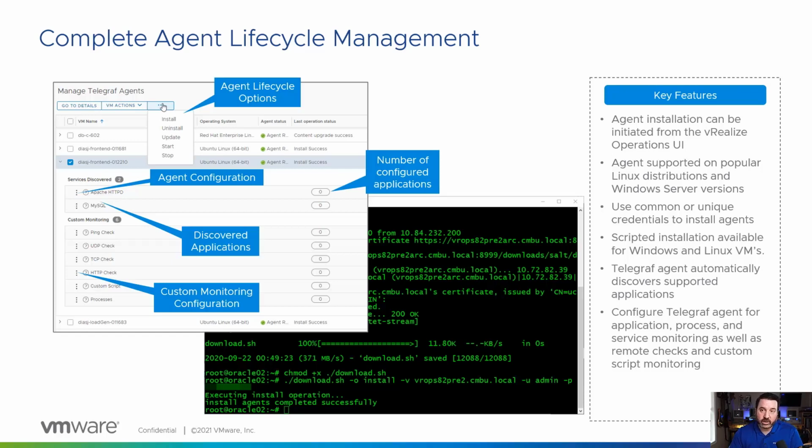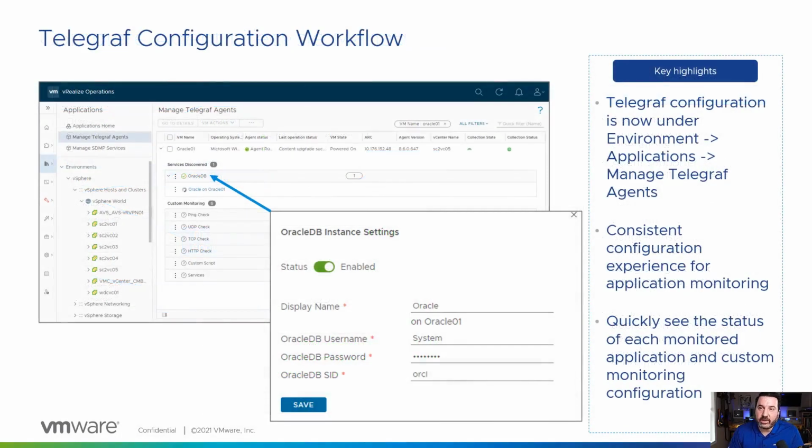So, of course, within the UI, we will show what was discovered, but then on the right-hand side here, there's a call out for the number of applications that are configured. So if we've got multiple databases running on this virtual machine, it'll actually give us the count of what is actually configured versus what's not. So all of that's available within the UI.